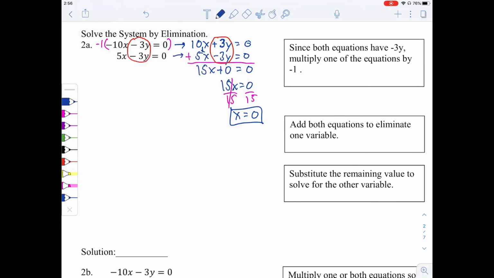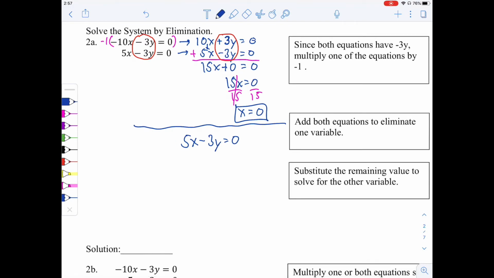So once we know one of them is 0, we just take it and put it in any equation that we want. Let's use the second one, 5x minus 3y equals 0. So I got 5, and our x is 0, so we put that in there. 5 times 0 is 0. So we get -3y equals 0. Divide by -3. y is equal to 0. So our ordered pair solution is (0, 0).